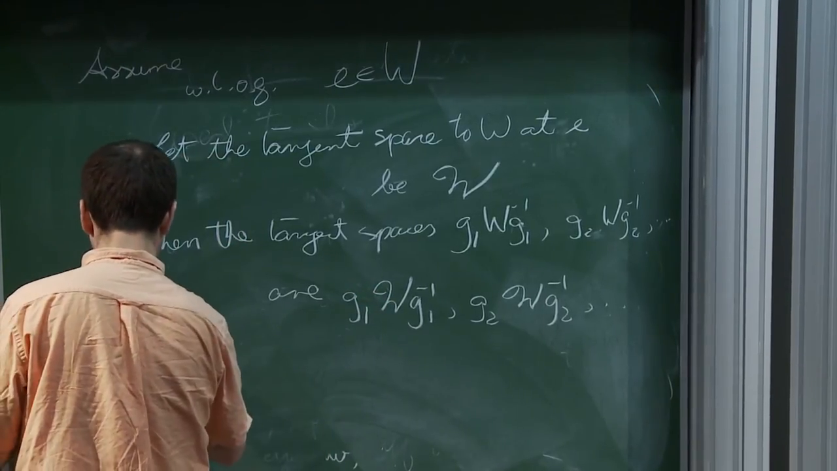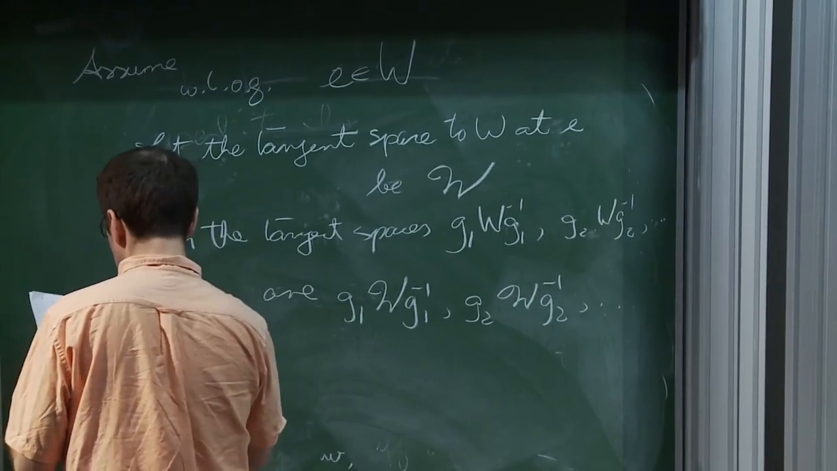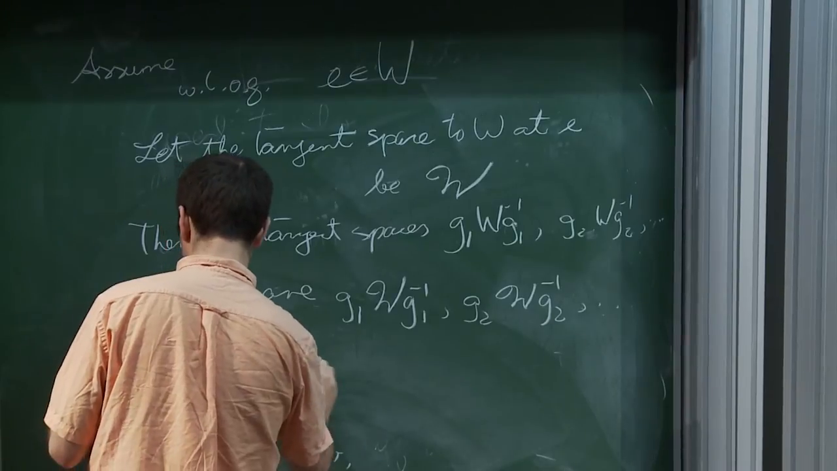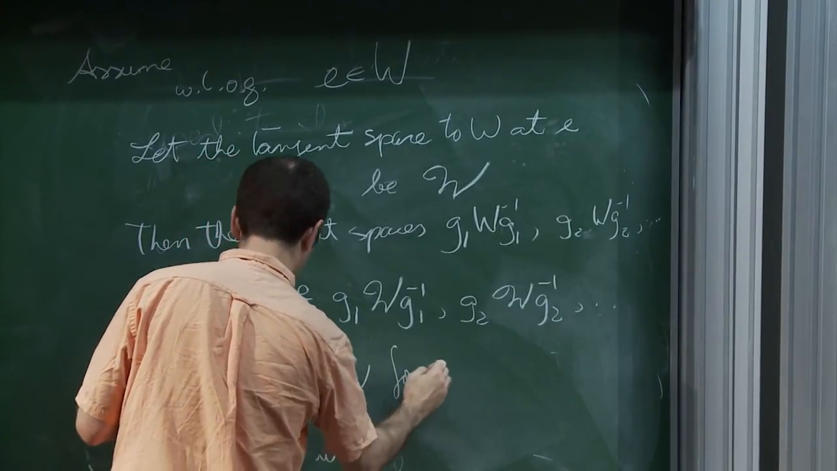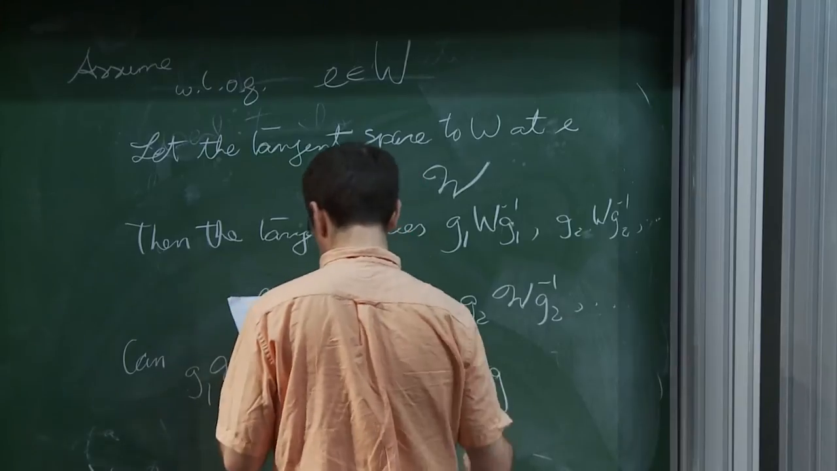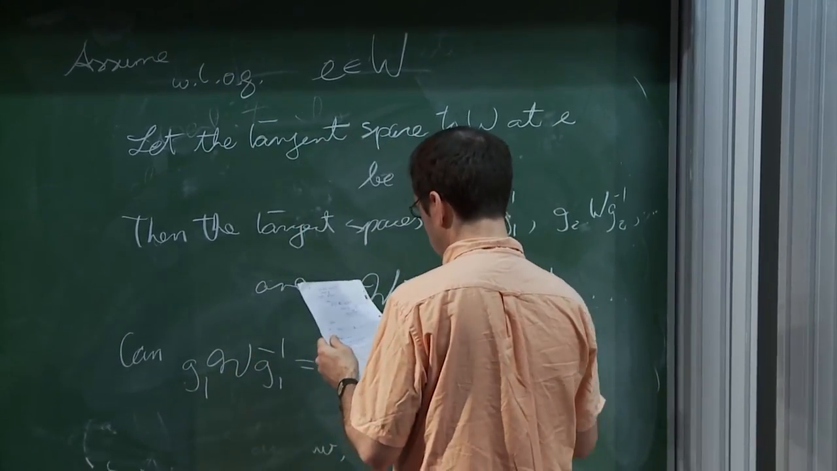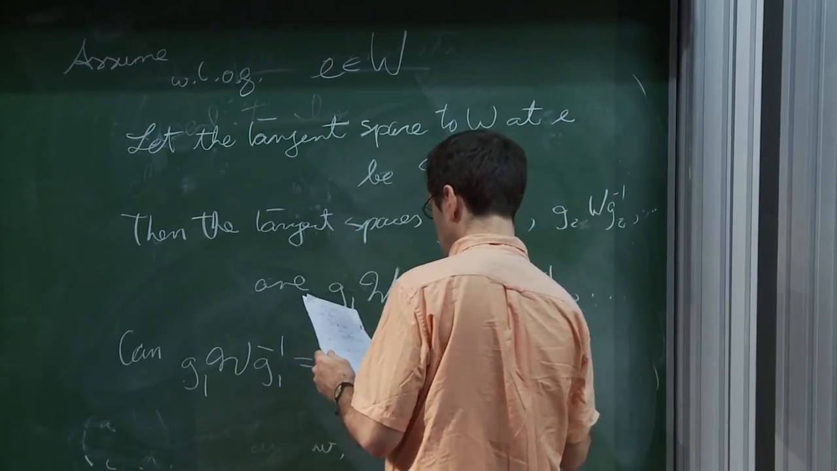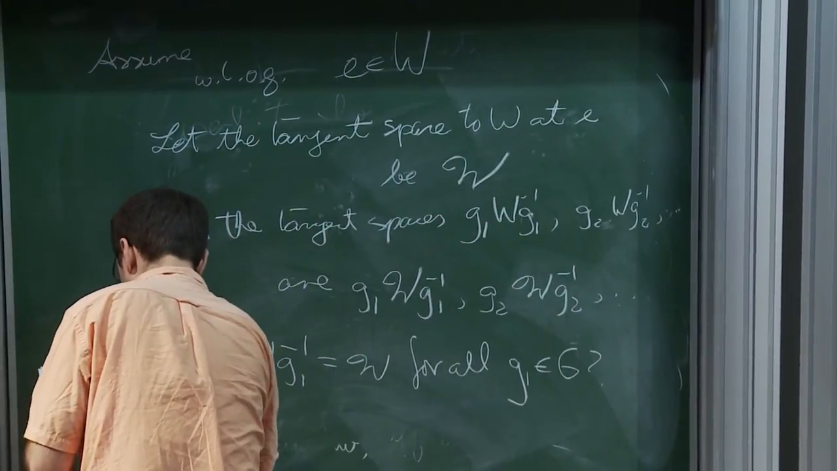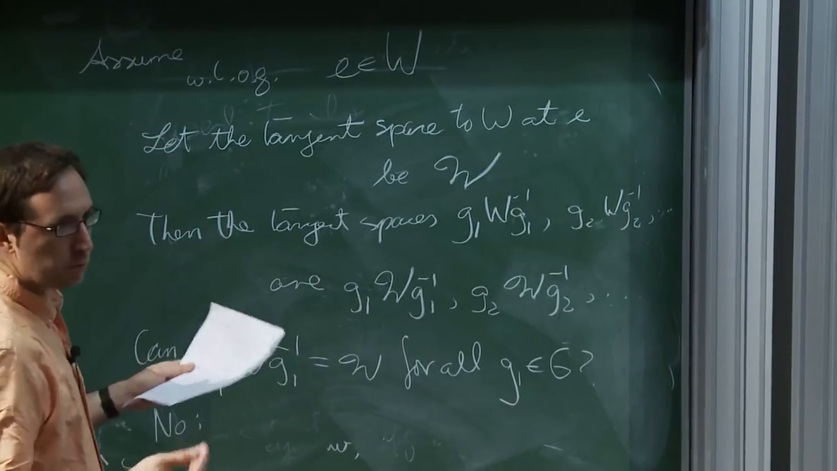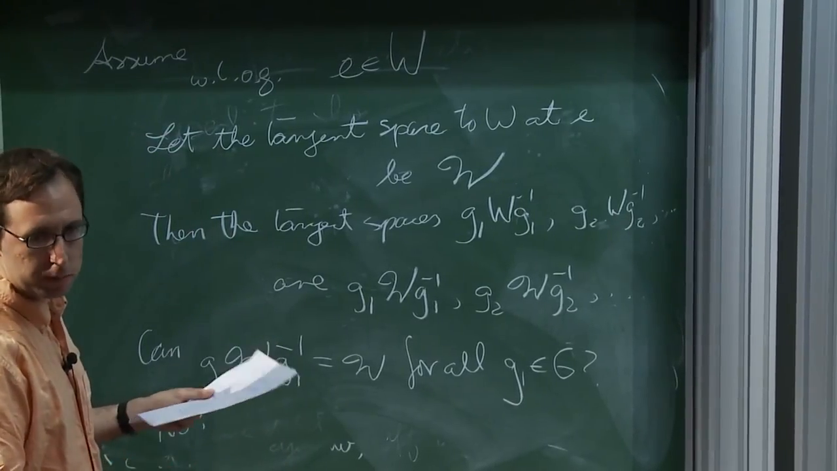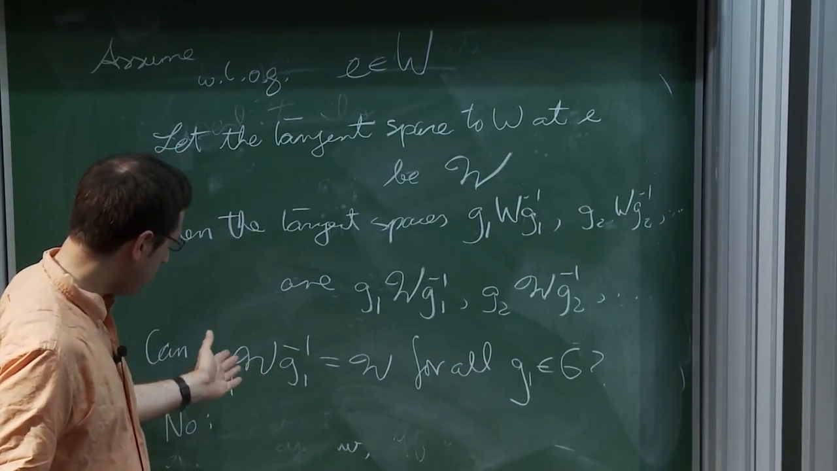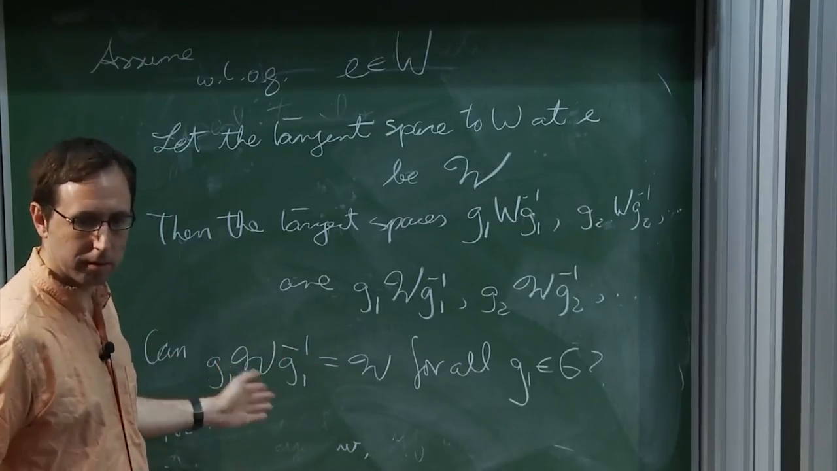So the question would be, first of all, is there such a thing? Can this be the case for all g in G? No, it cannot be the case because by assumption G was a simple or almost simple group, so its Lie algebra is simple. That means it does not have subalgebras. And so you are not going to have this.